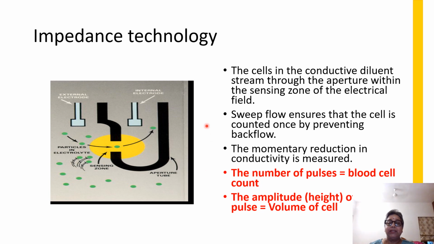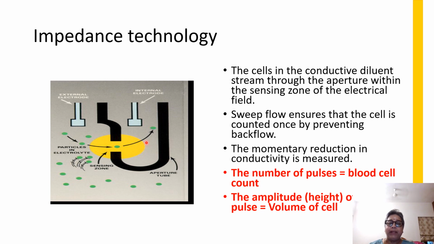So what happens here? This is a very simple principle. There is an internal electrode, there is an external electrode, and you have an electrolyte solution. Particles are passing through this, and the cells will only pass in one direction, and there is a sweep flow that ensures that these cells don't go back again. As the cells pass, you know that this is an electrolyte solution, so there is electricity passing. When the cell passes, there is a momentary reduction in the conductivity. That causes a change in the conductance, and a pulse is generated.